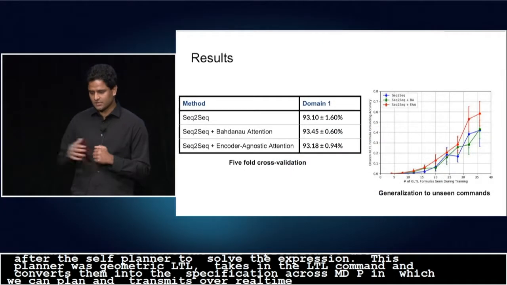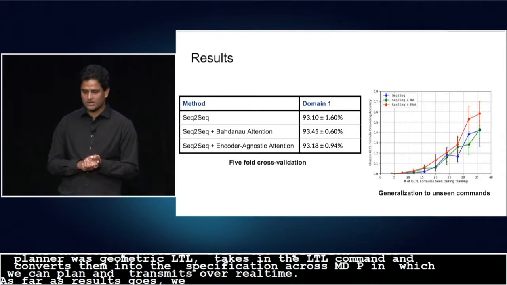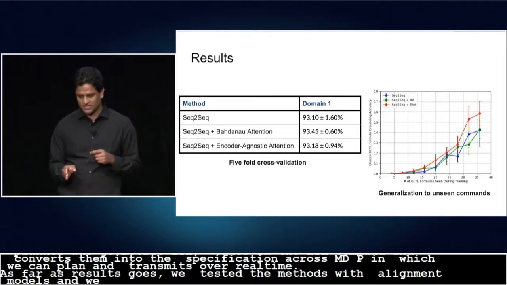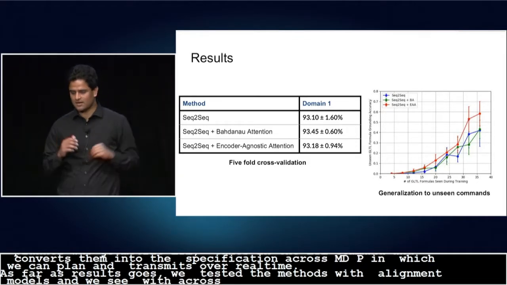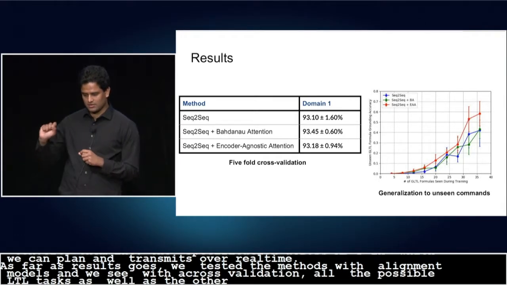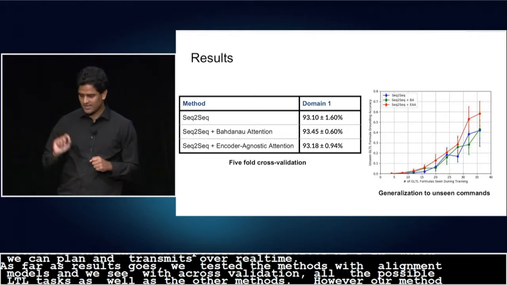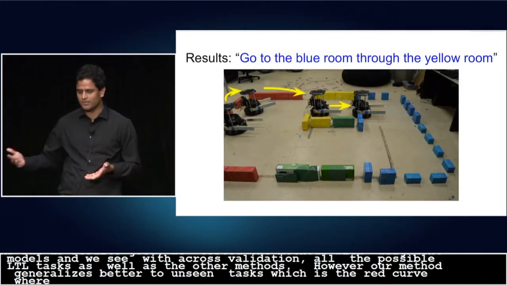As far as results go, we tested our method against basic sequence-to-sequence methods with alignment models, and we see that with five-fold cross-validation, where the methods have seen all the possible LTL tasks, our method does as well as all the other methods. However, our method generalizes better to unseen tasks, which is the red curve, where our method generalizes just a little bit better than the other methods. This problem is still open.